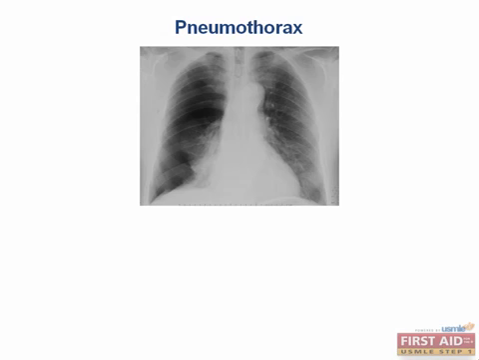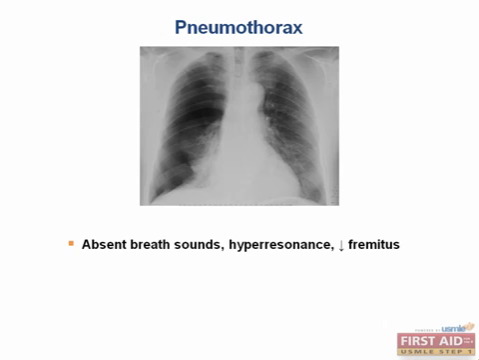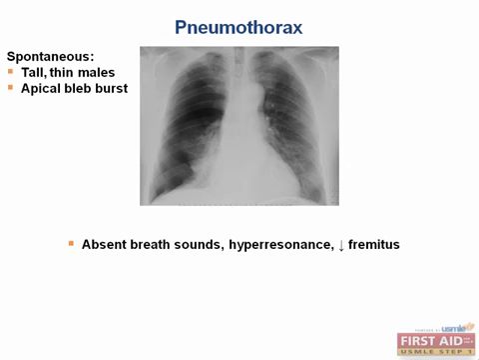As we discussed earlier, pneumothorax can present with classic absent breath sounds, hyperresonance, and decreased fremitus. Patients may also have some chest pain and shortness of breath. Usually these patients look very uncomfortable in the ER. Spontaneous pneumothorax typically occurs in tall, thin, young males who have these apical blebs and are otherwise healthy. So why does this happen?